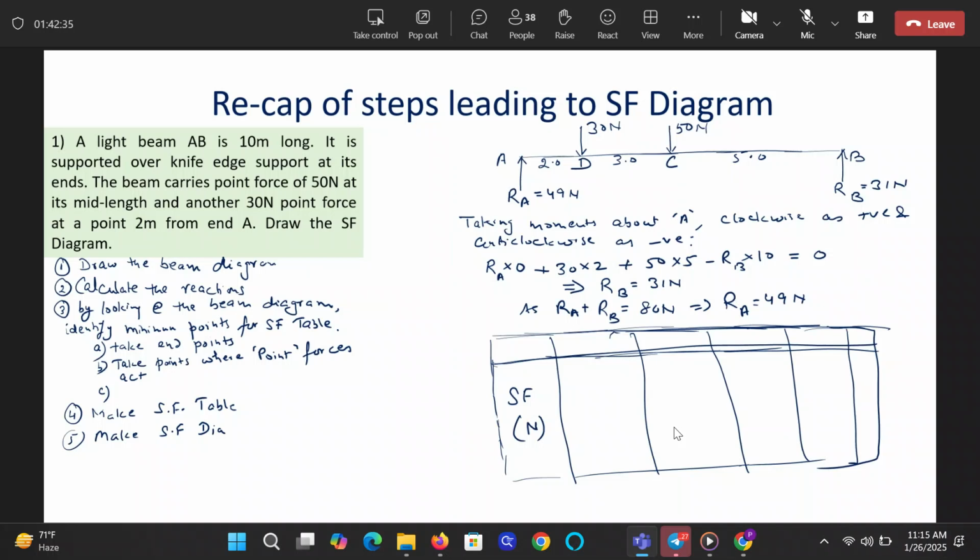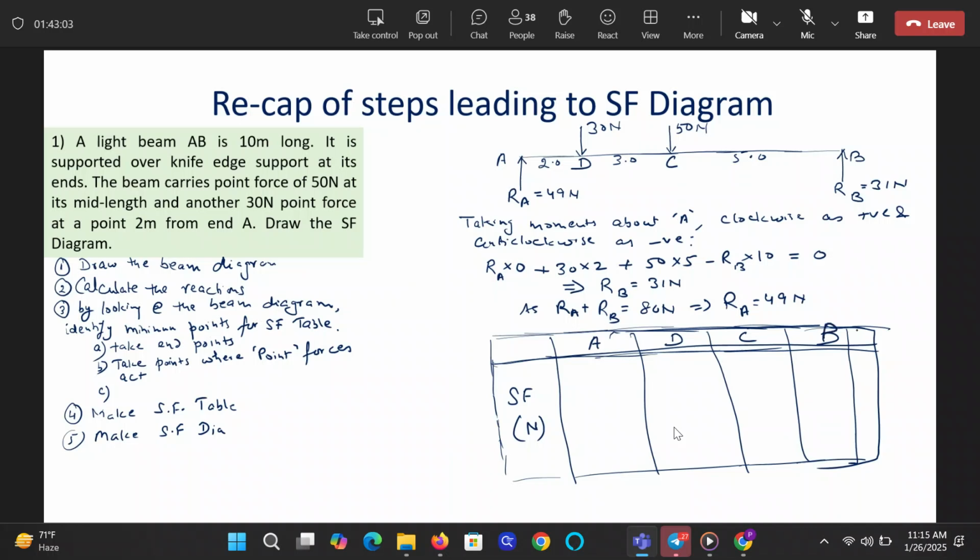So if I look at the diagram, how should my points be figuring in the table, guys? How should my points be figuring from left to right? A, D, C, B. A, D, C, B. Now, guys, we will have to divide some. Sorry, A, D, C, B. Okay, last is B.